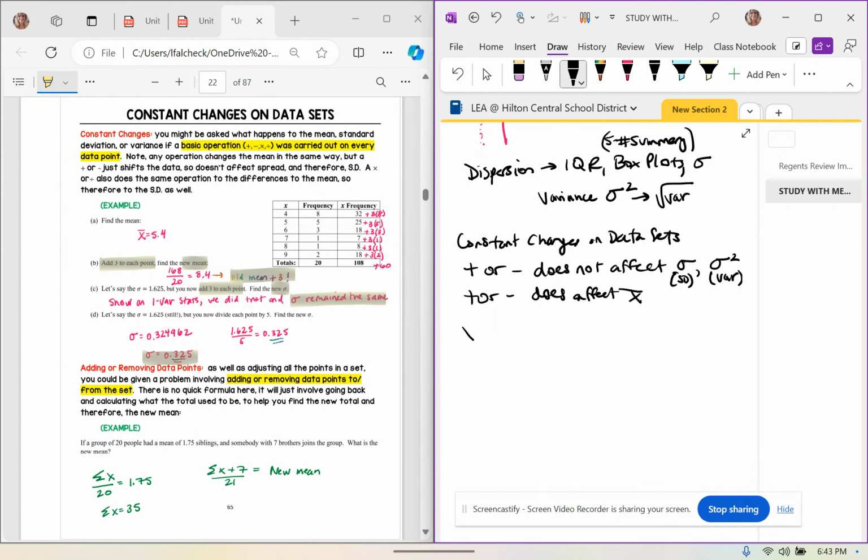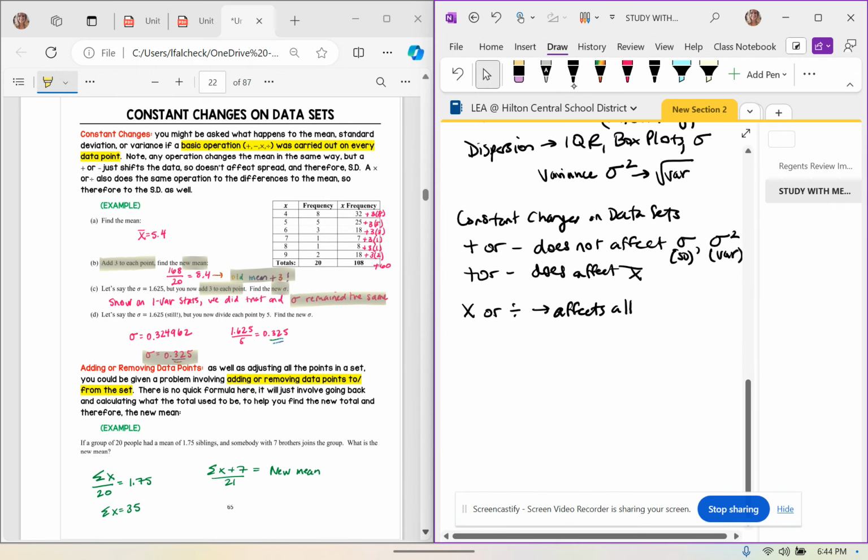So multiplication or division, it does affect the mean, and then it also affects the standard deviation as well. So I'm going to put that down. This affects all of them.